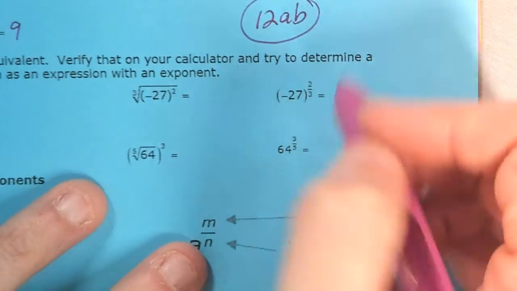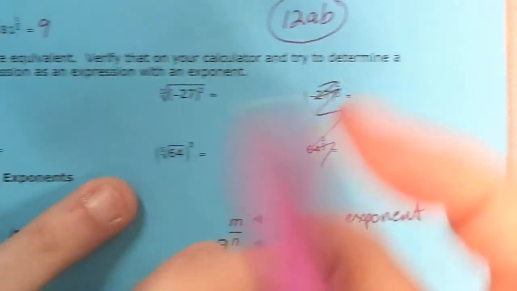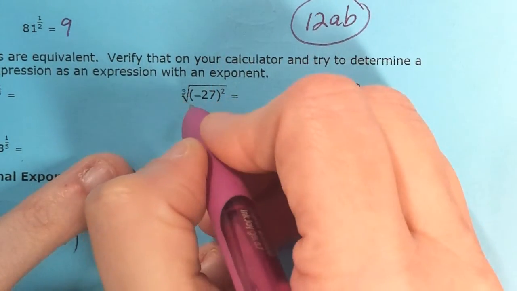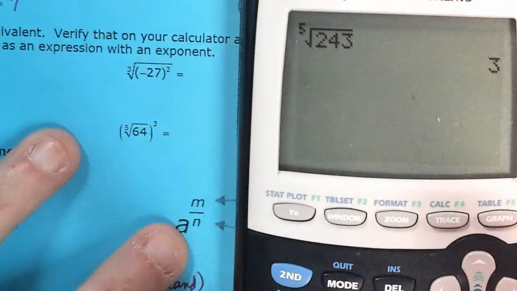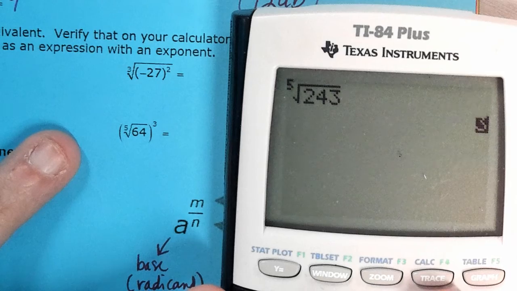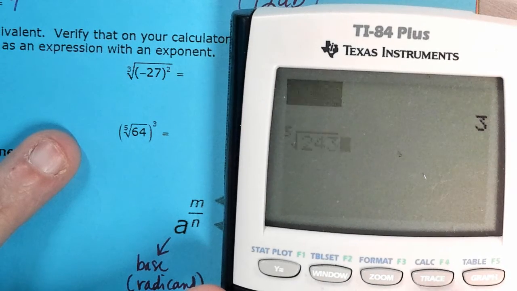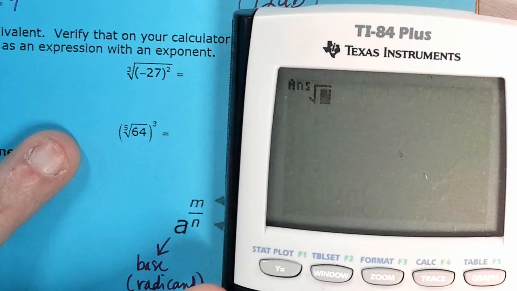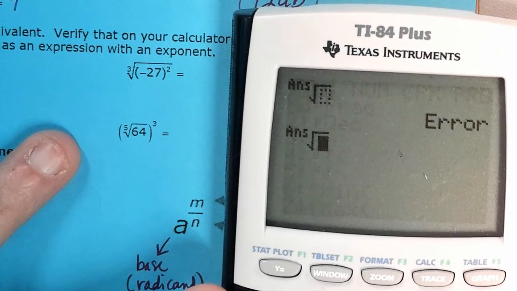Now let's take a look at this one. Let's just not even look at that, because I want you to know how to create these. So what am I going to do if I see this question on STAR? I'm going to hit Math 5.